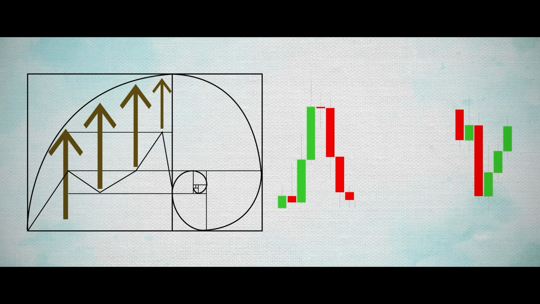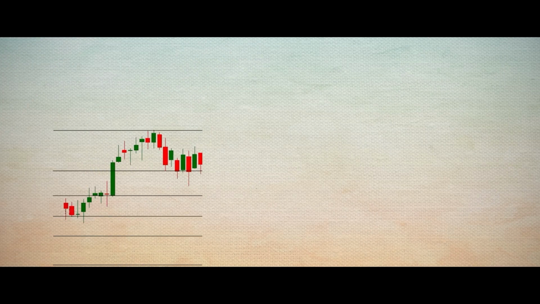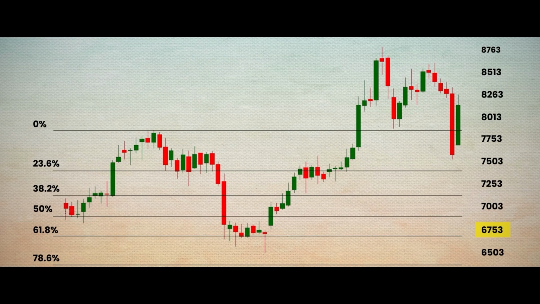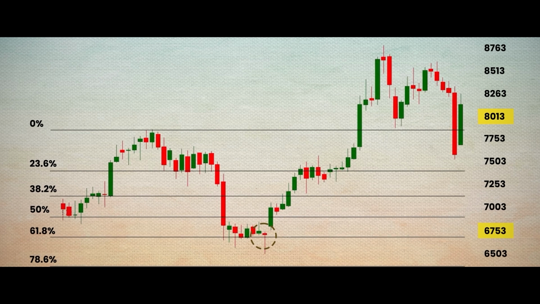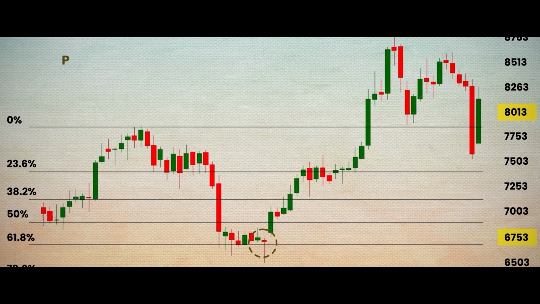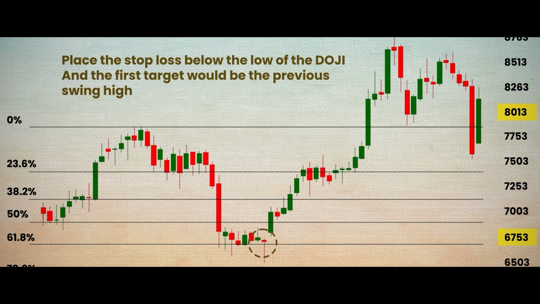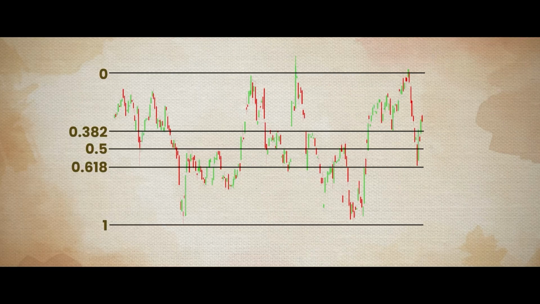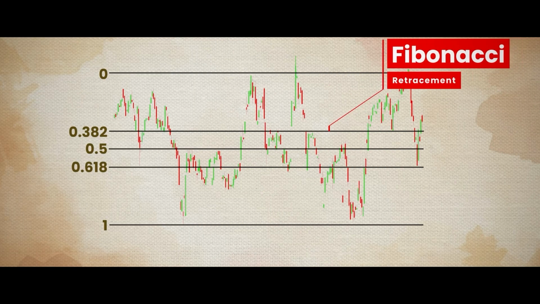Here, let me show you a couple of examples on how this is done. In this example, if we plot the retracement of the move from 6753 to 8013, we can see that you have a nice dragonfly doji at 61.8% retracement. A trader would typically place a buying order at the close of the dragonfly doji, the stop loss below the low of the doji, and the first target would be the previous swing high. Where did you get these lines suddenly from? This Fibonacci retracement tool is available on most trading platforms.